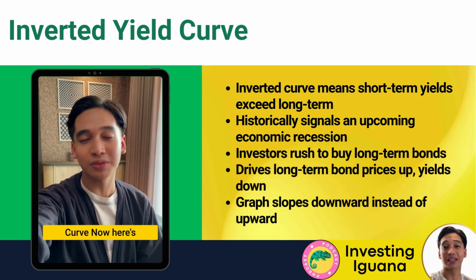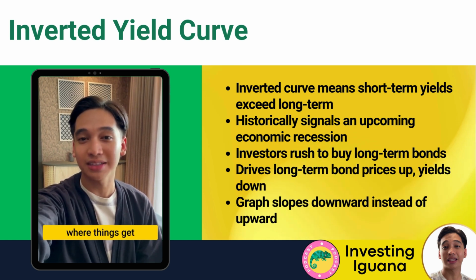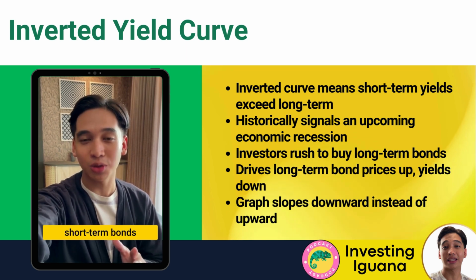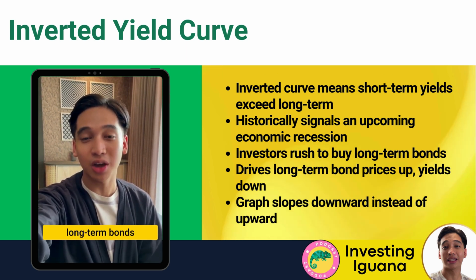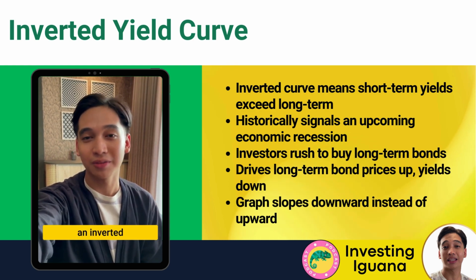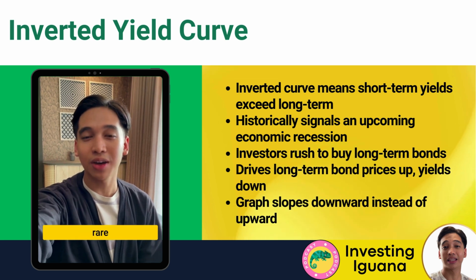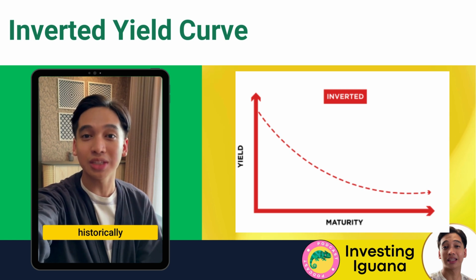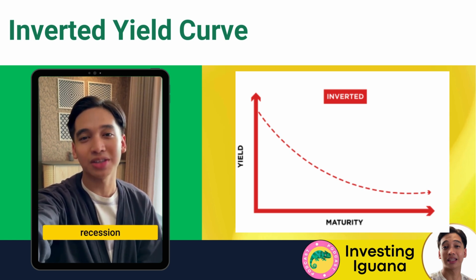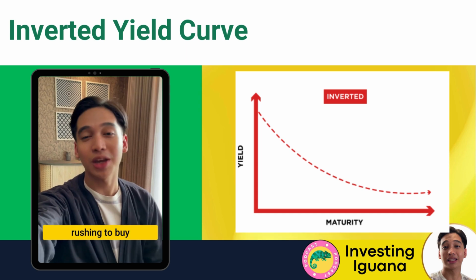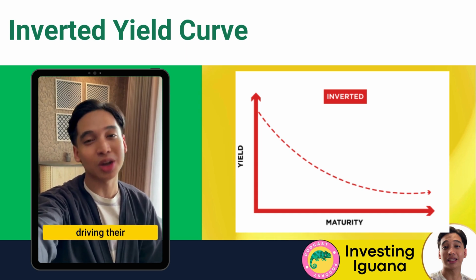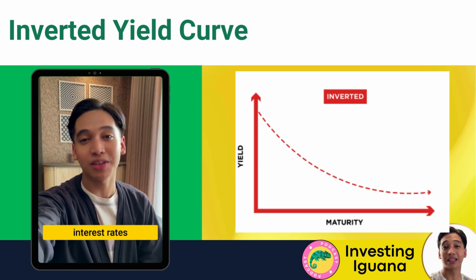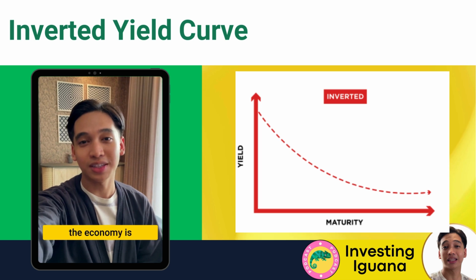Inverted yield curve. Now here's where things get interesting. Sometimes the yield curve flips upside down, with short-term bonds having higher yields than long-term bonds. This is called an inverted yield curve, and it's pretty rare. But when it happens, pay attention. An inverted curve has historically been a warning sign of an upcoming recession. Why? Because investors are rushing to buy long-term bonds, driving their prices up and yields down. They're essentially saying, I think interest rates are going to fall in the future because the economy is going to slow down.